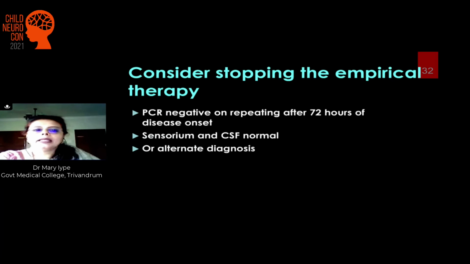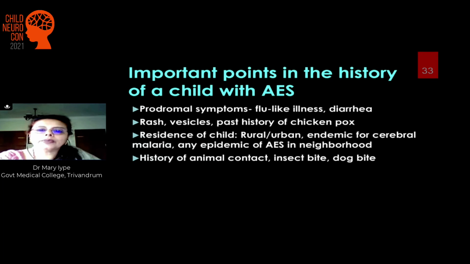The important points in the history of a child with an acute encephalitic syndrome are the prodromal symptoms, flu-like illness, pointing to H1N1, or diarrhea, enterovirus illness. You look for rash, vesicles, fast tissue, chickenpox. The residence of the child, whether it's rural, urban, endemic for cerebral malaria, or whether there is an epidemic of an acute encephalitis in the neighborhood, which would point to that organism.